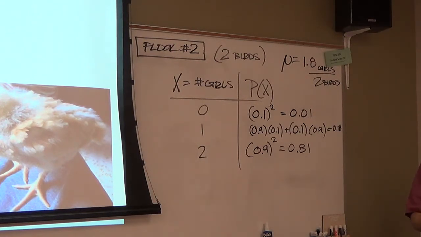So every time you add a bird, you're adding 0.9 of a girl into your flock. They're all equally girls. Exactly. They're 90% equally girls. Exactly. Cool? Let's make it more interesting.